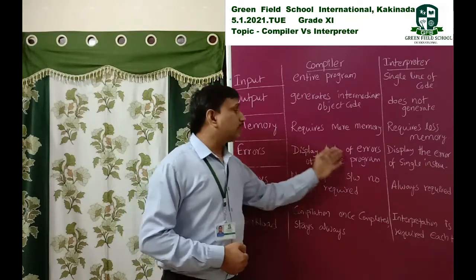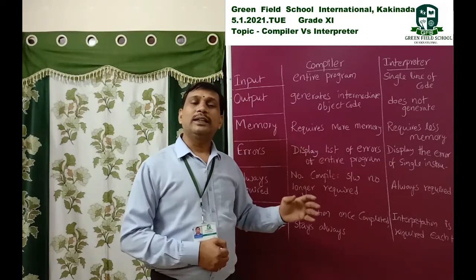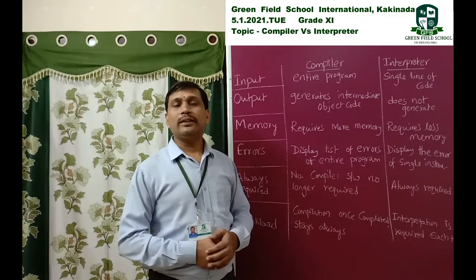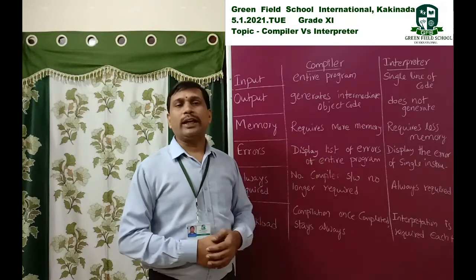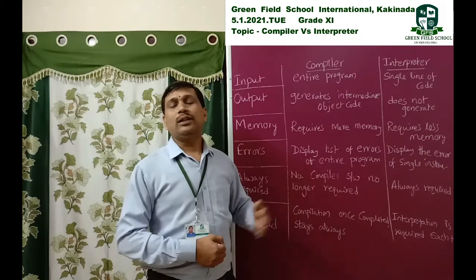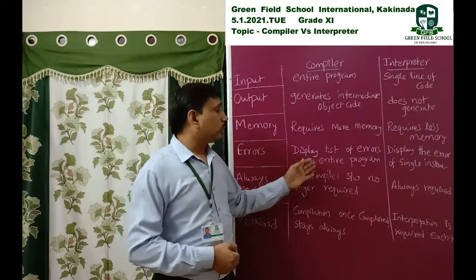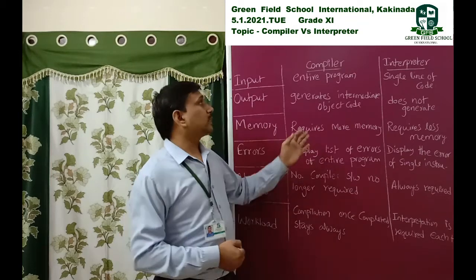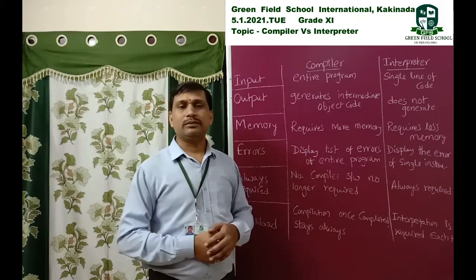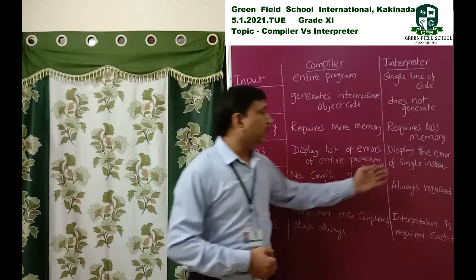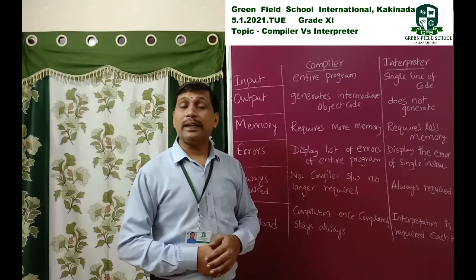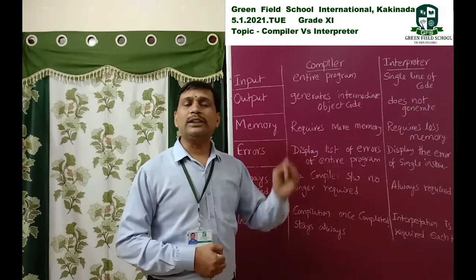It displays a list of errors with the error number, and the error information can be displayed: the error, and where it is located, in which line number the error is located. That is also displayed here in this compilation process. It displays all the errors at a time. That is the concept here. But here it displays a single line of error at a time. Why? Because it converts a single line of code at a time.